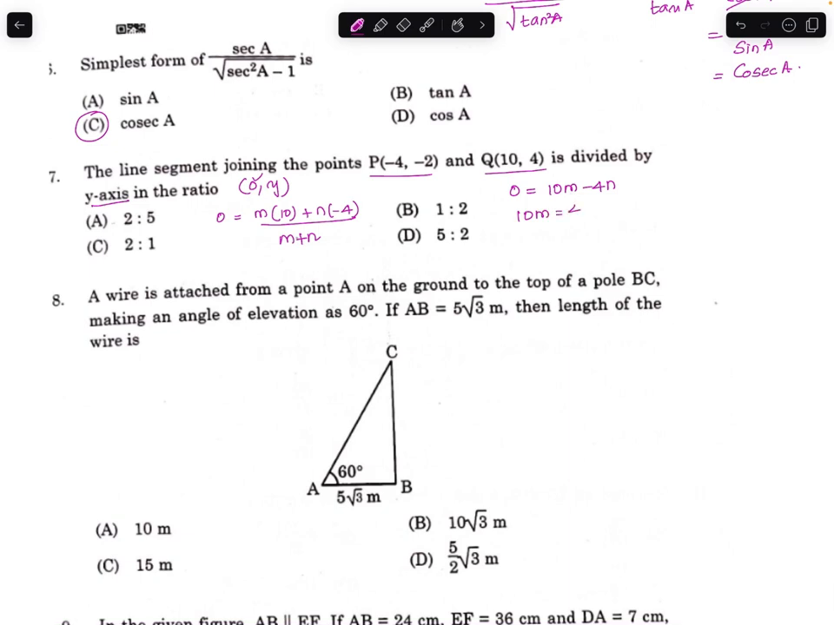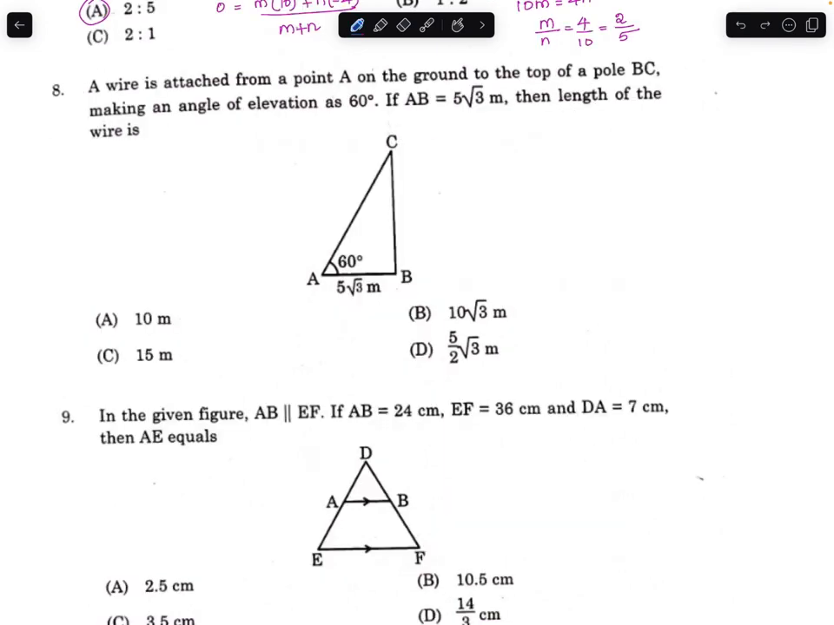10m is equal to 4n. M upon n is equal to 4 upon 10. After reducing, we get 2 upon 5. So the answer is option A. The question 8 says a wire is attached from a point A on the ground to the top of the pole BC, making an angle of elevation 60 degree. If AB is equal to 5 root 3 meter, then length of the wire is.